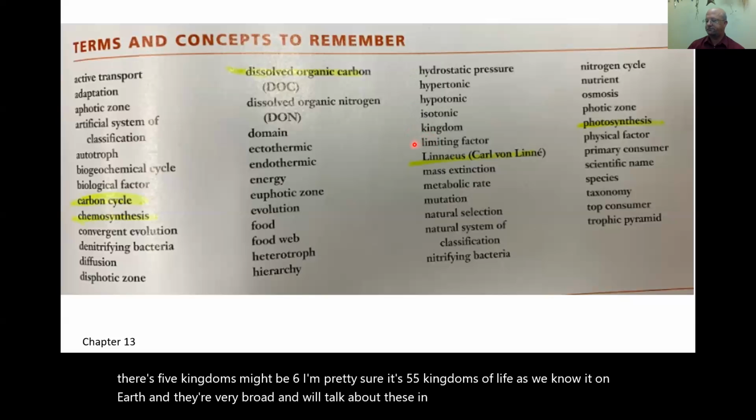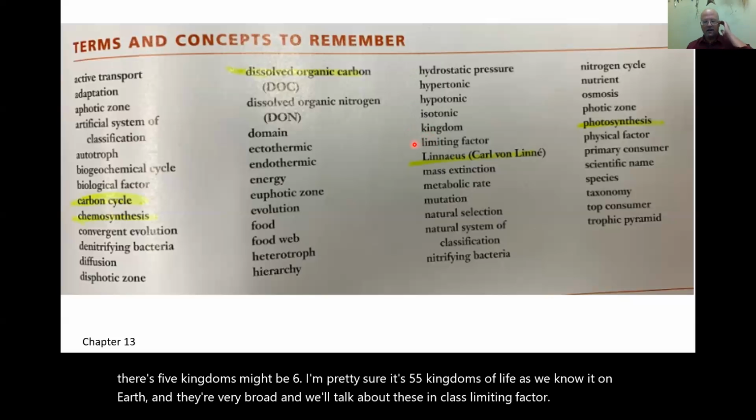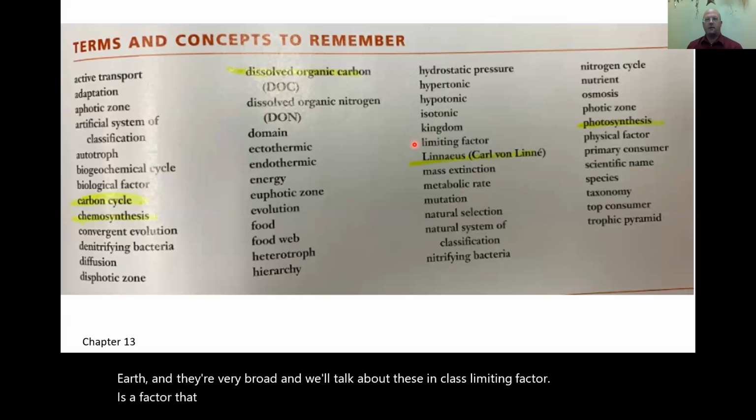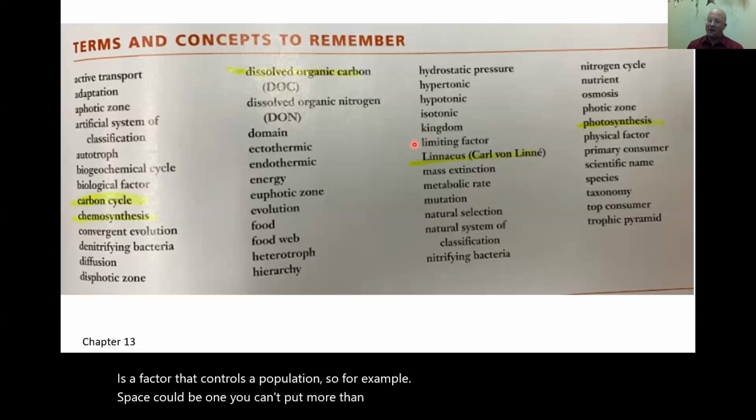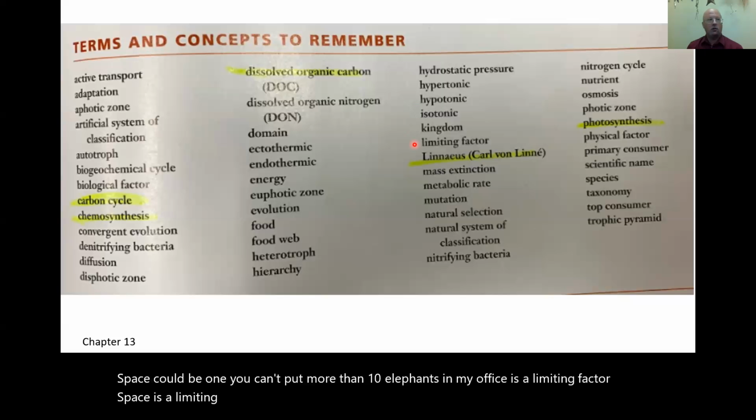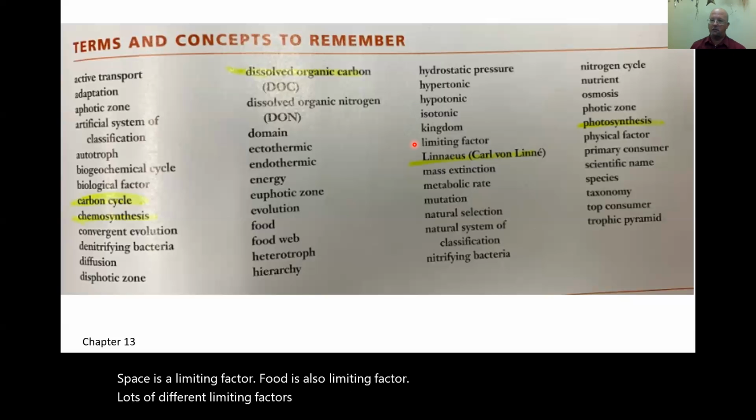Limiting factor is a factor that controls a population. So for example, space could be one. You can't put more than 10 elephants in my office. Space is a limiting factor. Food is also a limiting factor. Light, lots of different limiting factors. It controls the abundance of a species.